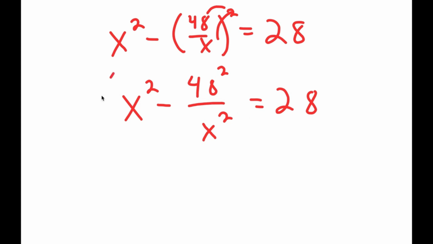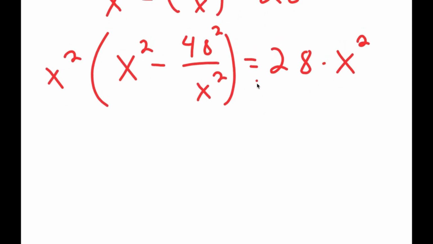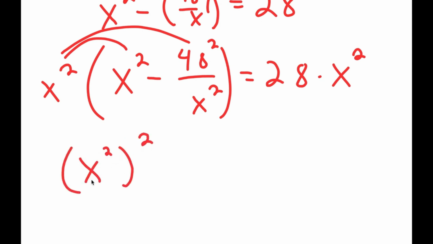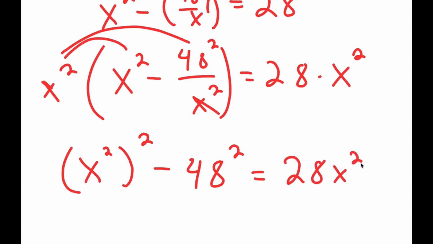Now, I'm going to multiply both sides by x squared. So now, for my left-hand side, I have to distribute the x squared. X squared times x squared is x squared squared, or x squared to the power of 2. Now I have this minus 48 squared over x squared times x squared. These two x squared cancel out, so I just get 48 squared. And now this is equal to 28x squared.